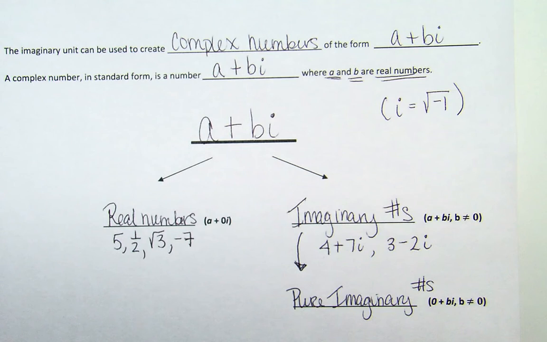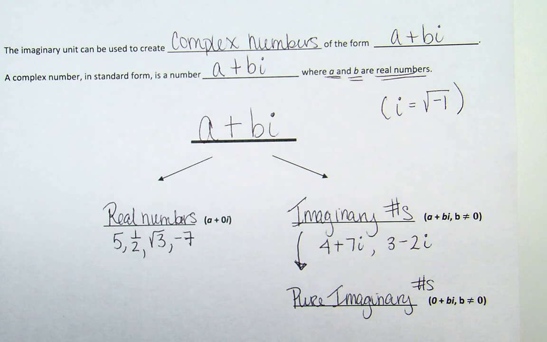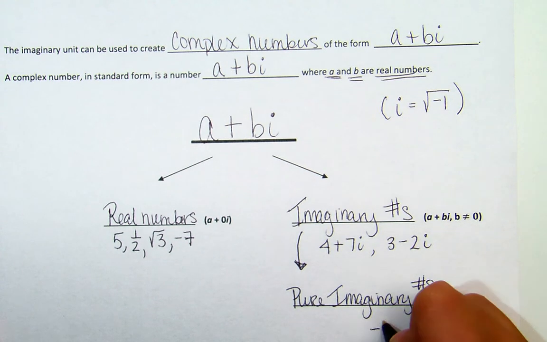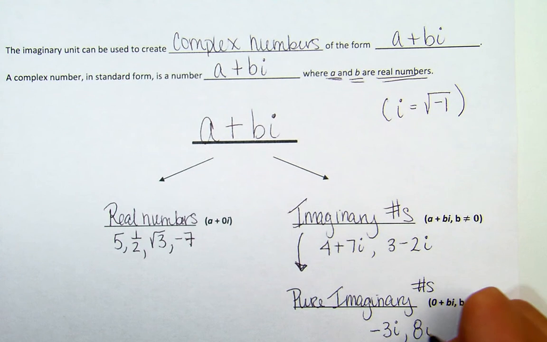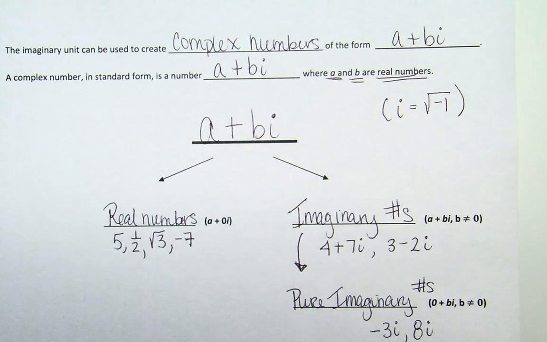And pure imaginary numbers are basically imaginary numbers that do not have a real number part. So some examples of pure imaginary numbers is an example like -3i. It has no real number part out in front. Or something like 8i. So that kind of gives you the breakdown and the family tree, so to speak, of what complex numbers are. And although I is not a variable, it behaves like one when you're adding and subtracting.